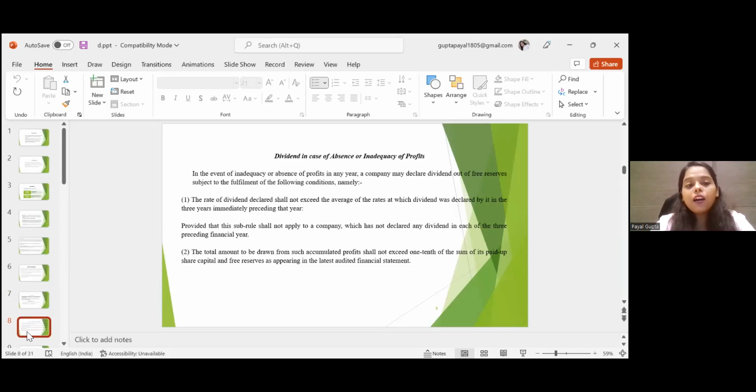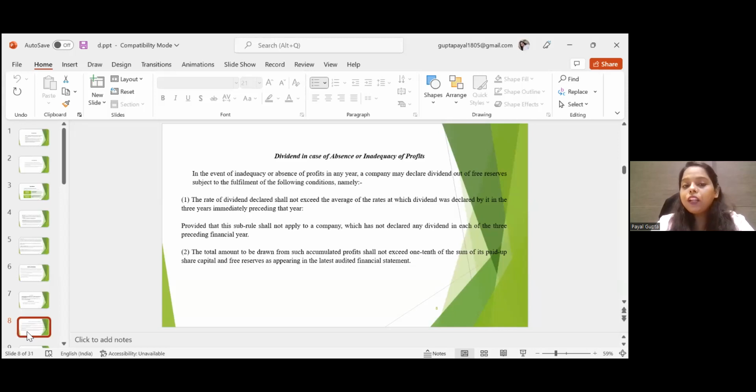तो उस टाइम क्या करना चाहिए? In case of inadequacy or absence of profit in any year, company may declare dividend out of free reserve. लेकिन उसके लिए कुछ कंडीशंस हैं जो कि हमें फॉलो करना होगा. दैट इज, जो रेट ऑफ डिविडेंड है, लास्ट 3 साल में अगर कंपनी ने कुछ डिक्लेयर किया है डिविडेंड, देन हमें ये करना पड़ेगा कि वो तीनों का एवरेज लेना होगा और उससे ज्यादा आपका रेट नहीं हो सकता.